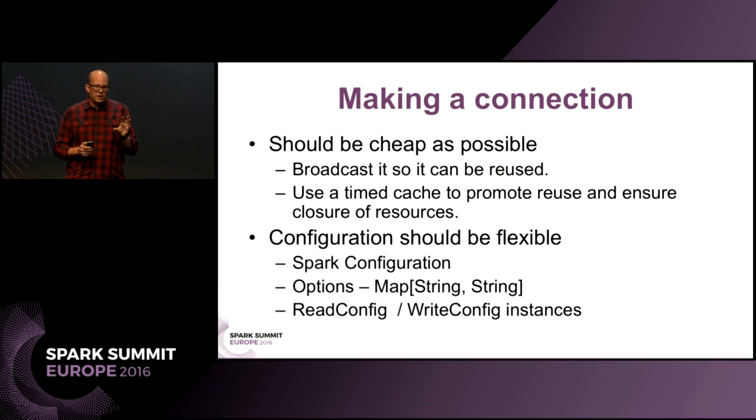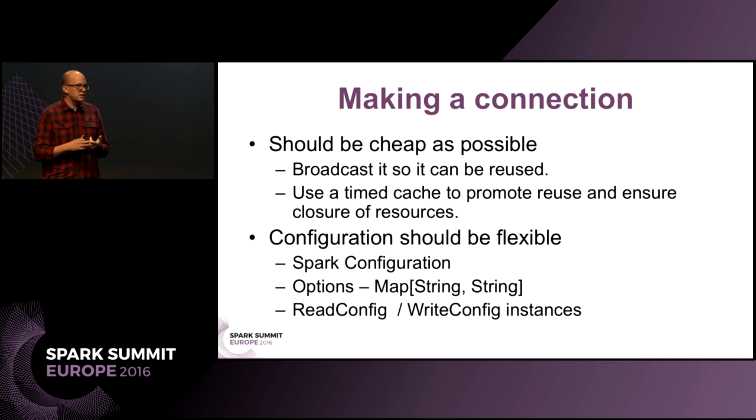So when it comes to making a connection, it should be as cheap as possible. And to make it cheap in Spark, you use a broadcast variable that can be shared across the workers, across tasks. And then, again, you want to promote reuse. So for the connection here, we have the cache to do that.